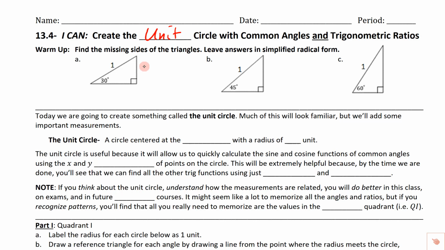Or I'll just start calling on people. Luke, thank you very much. 1/2. Very good. Okay. Jack, what's this one? Square root 3 over 2. Radical 3 over 2. Okay. Perfect. Now we're on a 45, 45, 90.